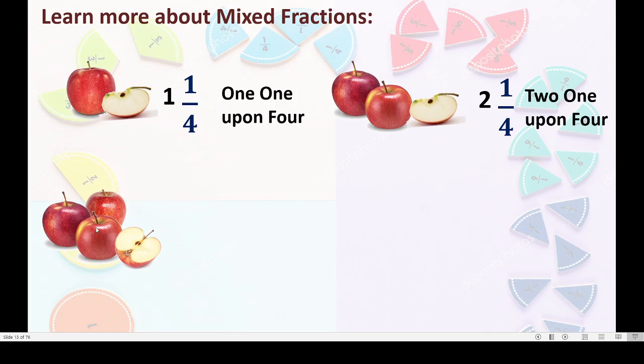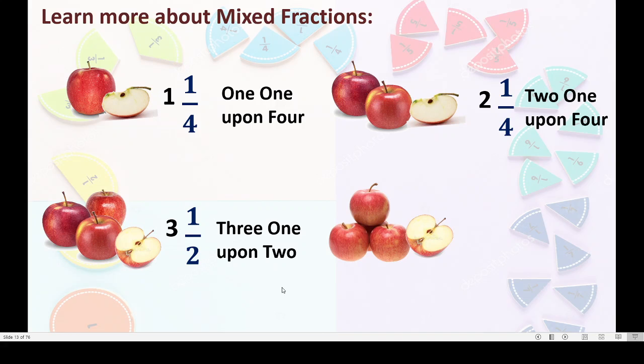Here you can see 3 apples and 1 half. Very good. So we will write 3 first and this half. How do we write half in fraction form? Yes, 1/2 or 1 upon 2. Come on, try to read this mixed fraction. Yes, 3, 1 upon 2. Very good. 3 is the whole number, so we read this first. 3, 1 upon 2. Okay, take one more example.